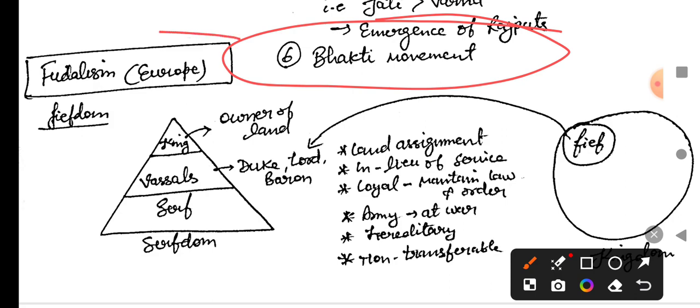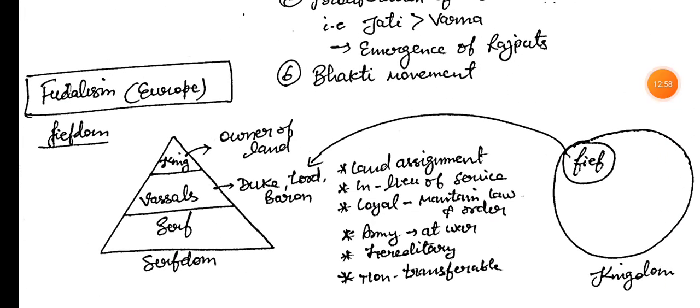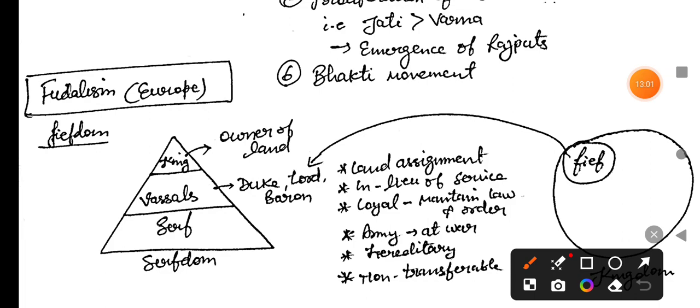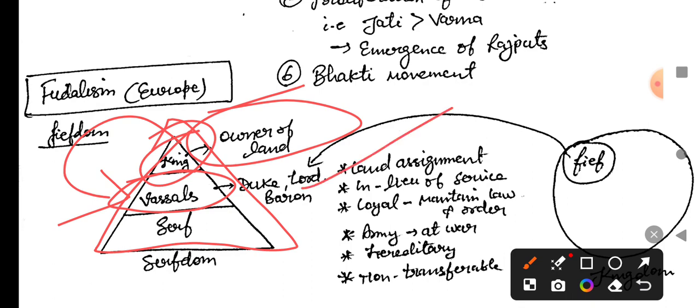Okay, and we are going to discuss feudalism in Europe as well as feudalism in India, and the differences between these two. So the highest authority in feudalism in Europe was the king, the owner of the land. The king had ownership of the land, and his subordinates were the vassals, that means governors, and they controlled these lands, and these lands were given by the king to the vassals as land assignments in lieu of service.